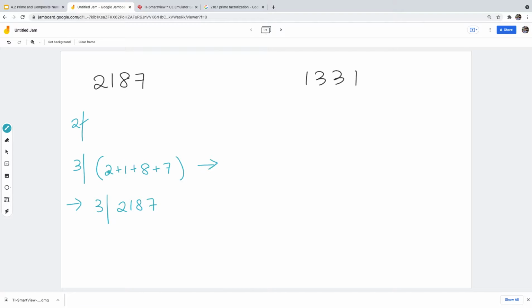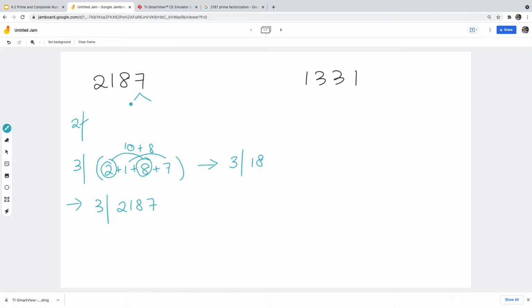Here you can think about easy addition by using comparable numbers. 2 plus 8 is 10, and 7 and 1 together is 8. So together that's 18. Thus 3 divides 18. Of course, right? 3 times 6 is 18. So if 3 divides the sum of the digits, then 3 also divides 2187. So we just found that out.